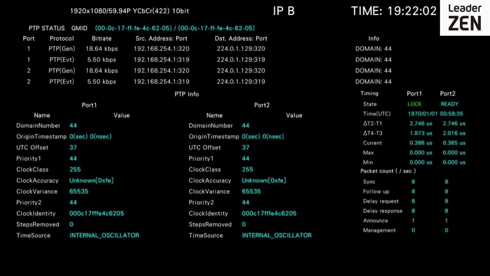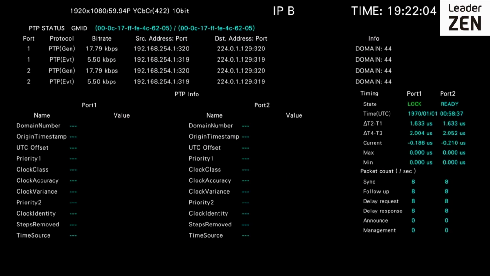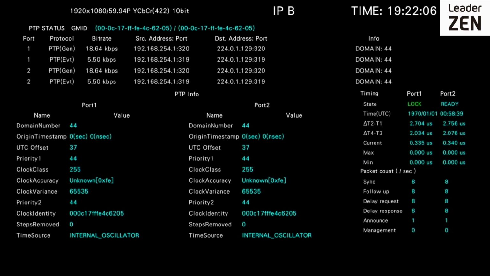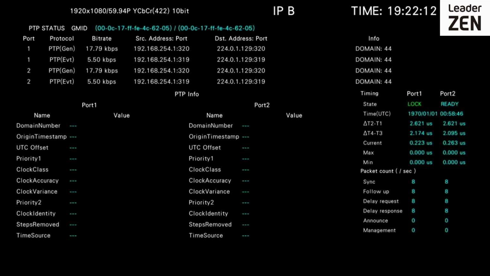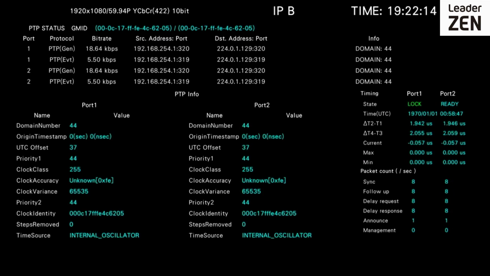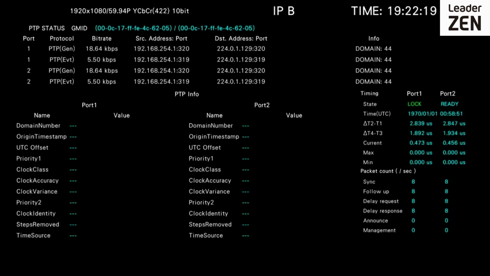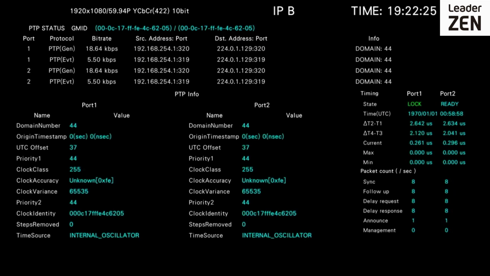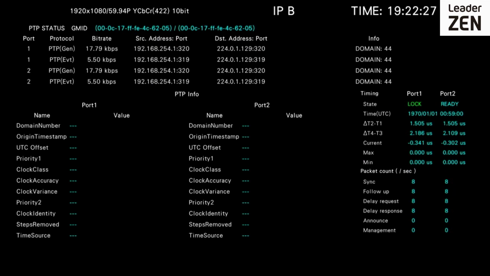So let's take a look at the best master clock algorithm running in real time. And as previously mentioned, you can see the various parameters from domain number, original timestamp, priority 1, and the various clock classes through to priority 2 and the time source. We're monitoring both port 1 and port 2 in this example.